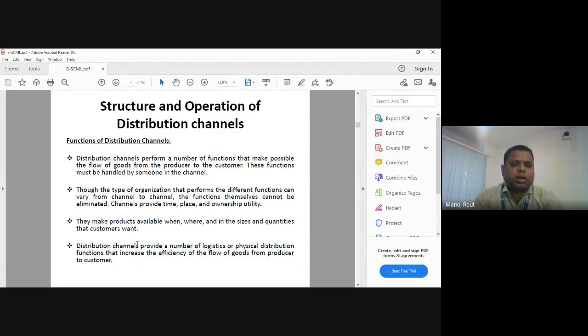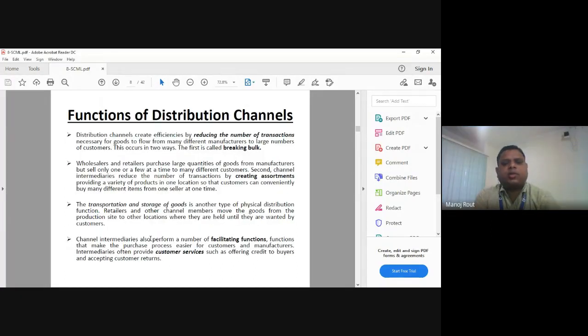The next one is they make the product available when, where, and in the quantity that the customer wants. The next is the last point. The distribution channel provides a number of logistics or physical distribution functions that increase the efficiency of the flow of goods from producer to consumers. And the most important part, in the structure and operation of a distribution channel, is that logistics play a vital role between the producer and customers. Moving to the next slide.